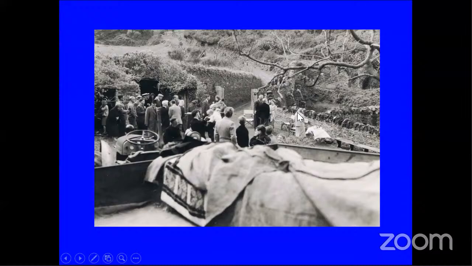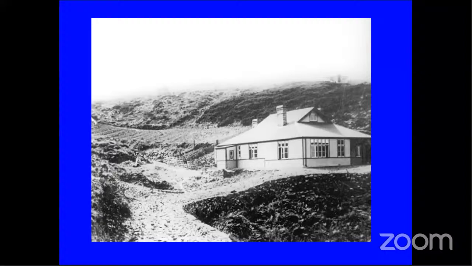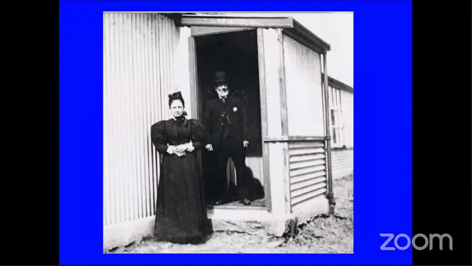I mentioned the fact that Mr. Heaven had a coachman, and this is the cottage where he and his wife, the cook, lived. We now know this area, of course, as Brambles East and Brambles West. And this is the building that they lived in. The next slide, please, Michael, will show them standing at the doorway of that building.